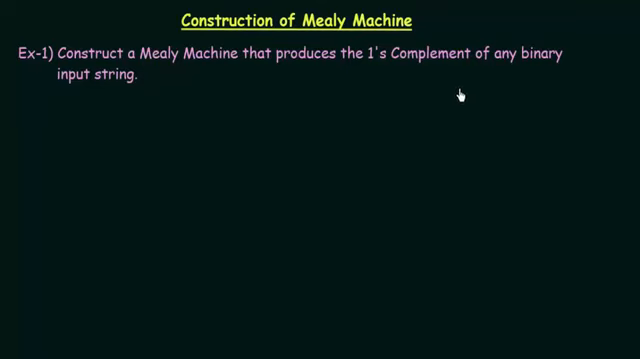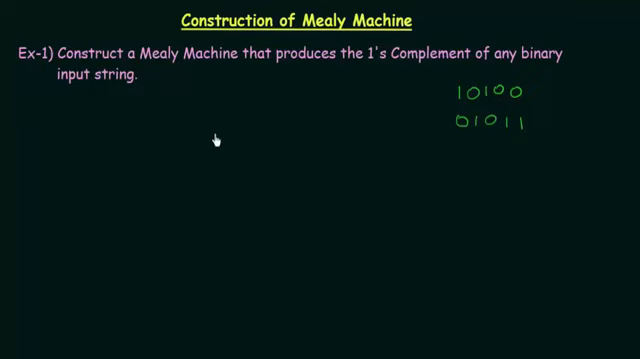So suppose you have a number like 1 0 1 0 0. What would be the ones complement of that? Just change the ones to zeros and zeros to ones. So here this will be 0 1 0 1 1. So this is the ones complement. So we need to design a Mealy machine that can perform this kind of a task.